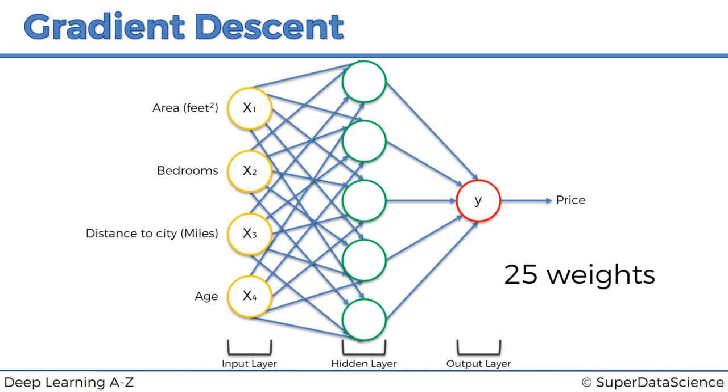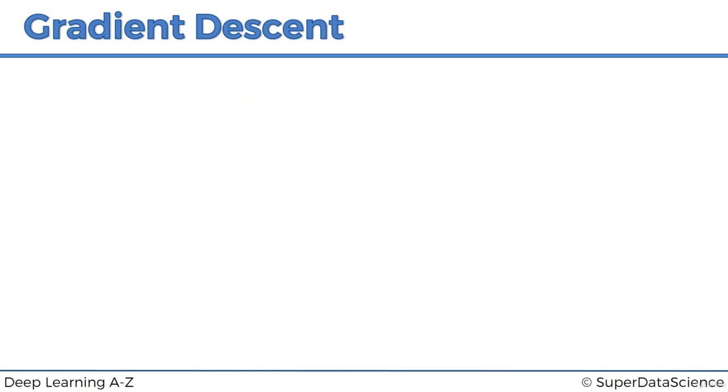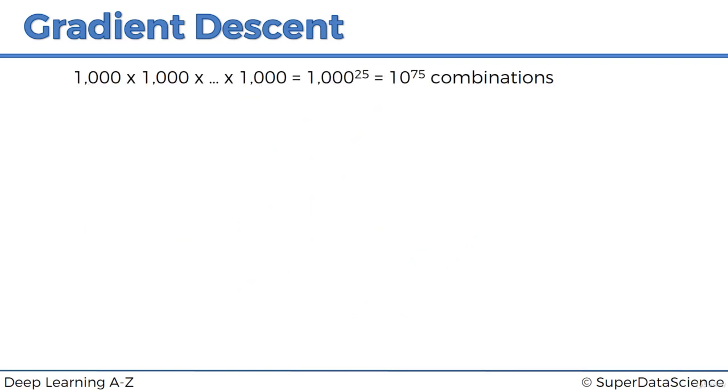So let's see how we could possibly brute force 25 weights. It's a very simple neural network right here, just one hidden layer. How could we brute force our way through a neural network of this size? Well, let's do some simple mathematical calculations. We have 25 weights, so if we test 1,000 combinations for every weight, the total number of combinations is 1,000 to the power of 25, or 10 to the power of 75 different combinations.